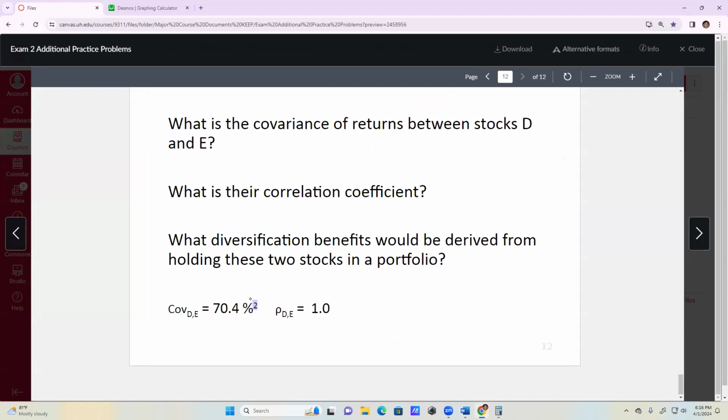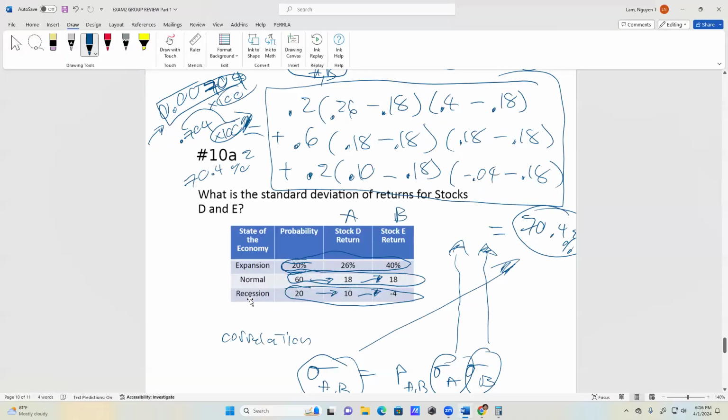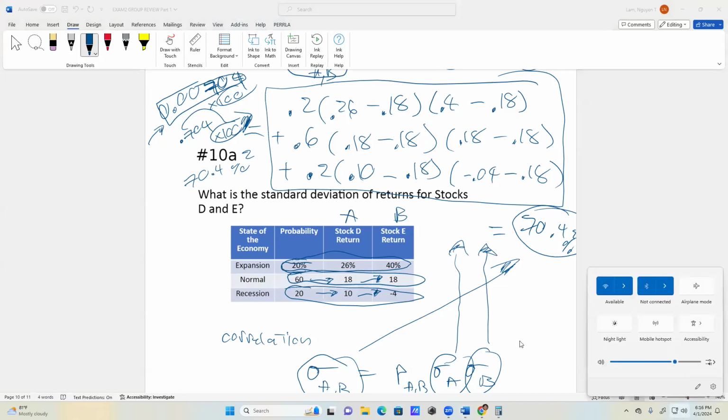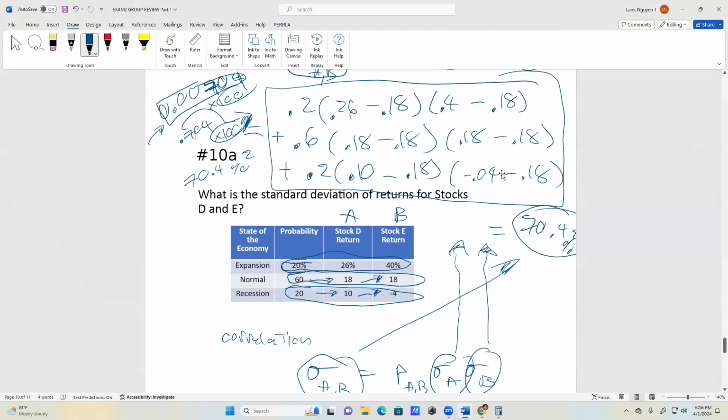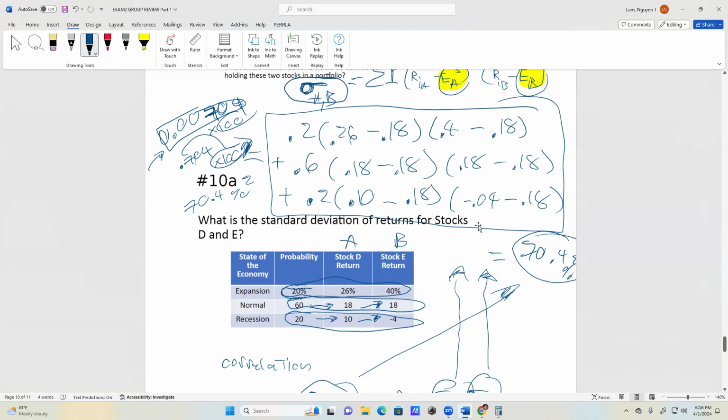So just to clarify, when we're solving for the covariance, we don't have to multiply it by 100 twice unless we see that the answer choice lists percentage squared. More than likely, it will be percentage square. Yes. Okay, got it. Thank you. You're welcome. All right. Any other question?